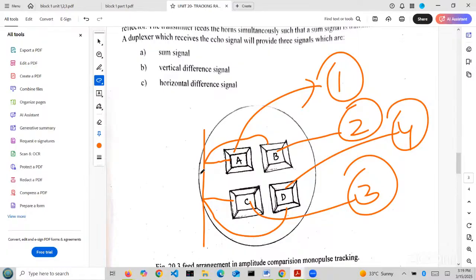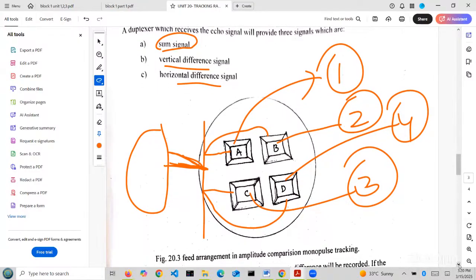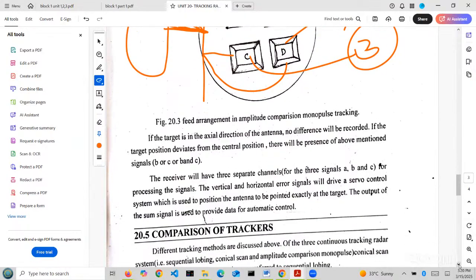The output from the 4 antennas, I am getting only one. Suppose the monopulse signal is matching the target material, then the received signal is the sum signal, the sum of all the signals A, B, C, D. Suppose there is a small difference from the target, then we call it the vertical difference signal. Another one is the horizontal difference signal. So when we say vertical and horizontal signals, we will see here.